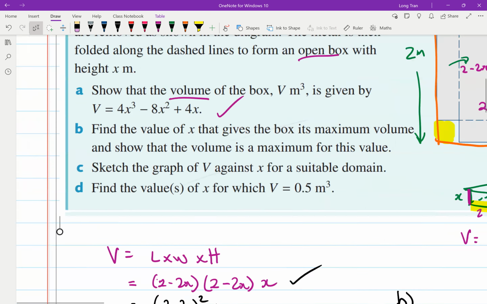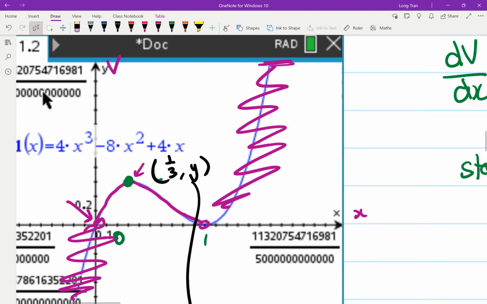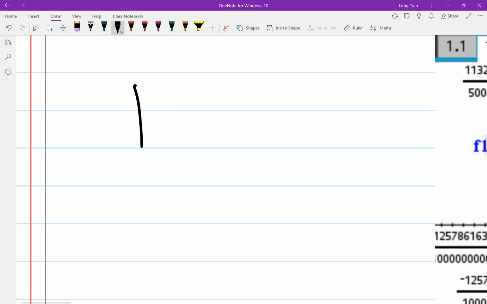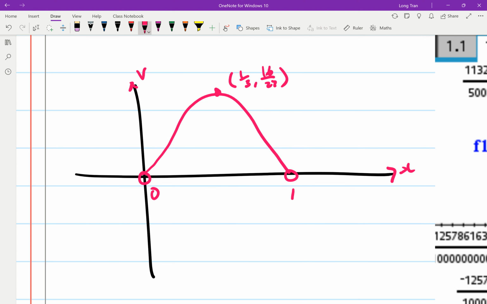And let's have a look. Next one, sketch the graph. As long as you're not sketching these sections here, your graph should be more like this. I would do an open circle, comes up, comes down, open circle, 1, 0, label the max point. That was 1/3 and 16 over 27. Okay, so that's sketching the graph.